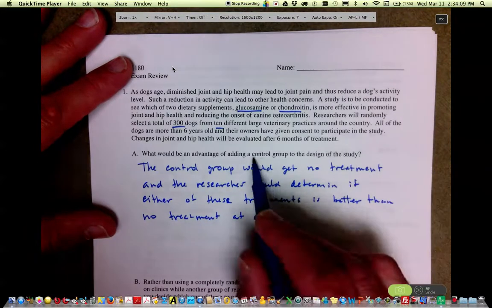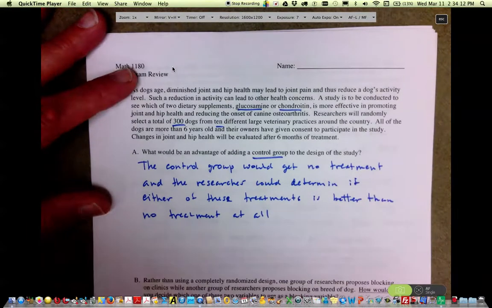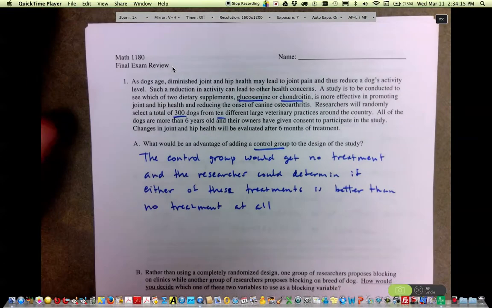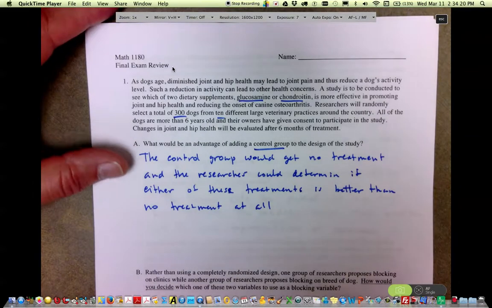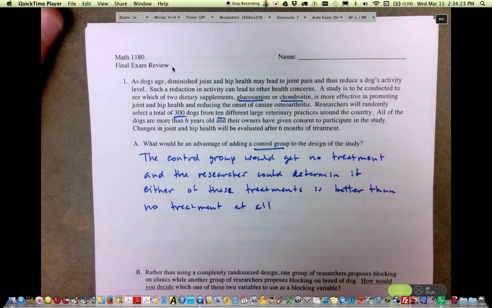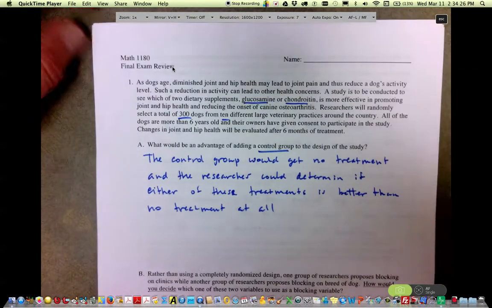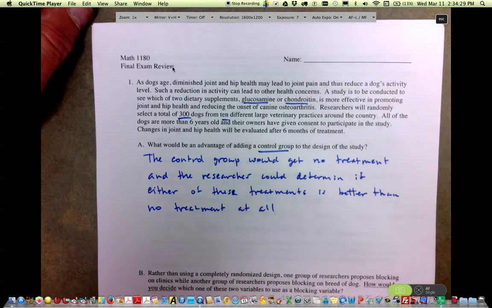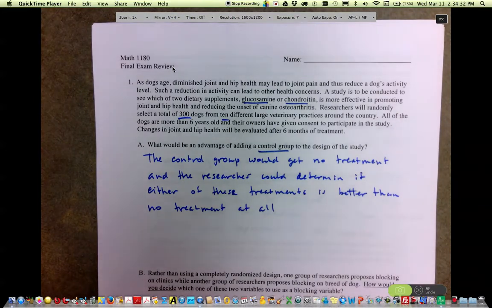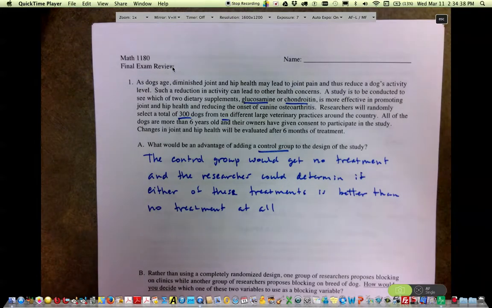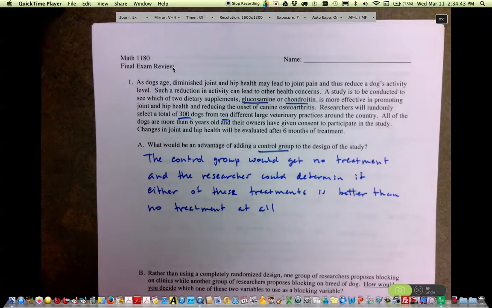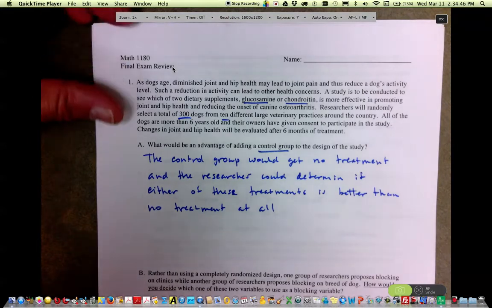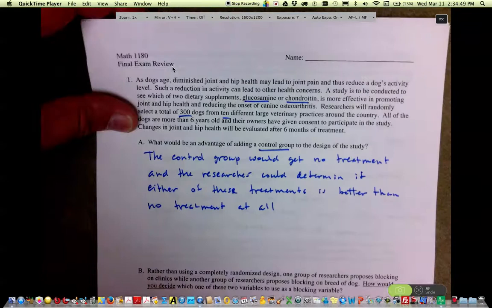Right, then they want to know, is there any benefit to having a control group? Remember, a control group is a group in a study that gets no treatment. So if we did have a control group, we'd have some dogs that we just measure their joint health and see how that changes over time without any kind of treatment. If we've got 3 groups here, one with glucosamine, one with chondroitin, and one with nothing, all we're going to be able to do from this control group is see whether there is any benefit to using any kind of treatment over no treatment at all. So that's what the researchers are going to gain from looking at a control group here.